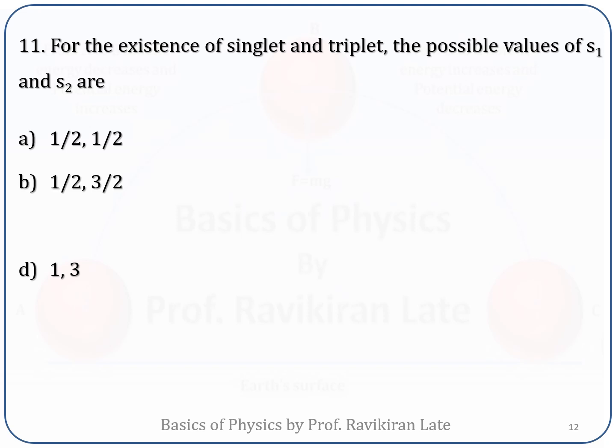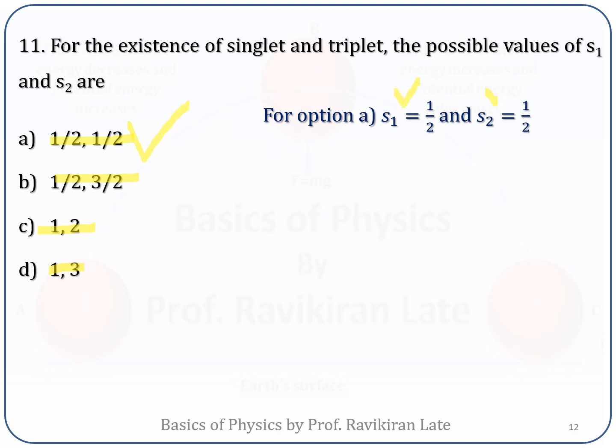Next question is, for the existence of a singlet and triplet state, the possible values of S1 and S2 are. The options given are: 1 half, 1 half; 1 half, 3 by 2; 1 half, 1; 1 comma 2; and 1 comma 3. These are the four options which are given. Now we know that for any electron, in order to have a singlet and triplet state, we will consider these options. First of all, let us consider option number A, for which S1 is equal to 1 half and S2 is equal to 1 half. These are the two spin states which are given.